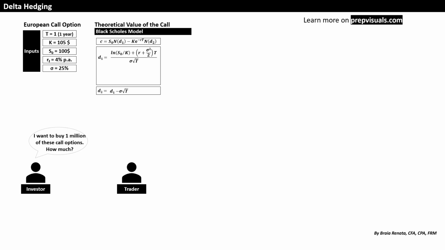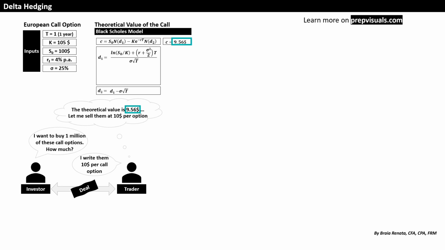And long story short, the theoretical value of this call option is $9.56. And based on that, the trader is like, okay, so the theoretical value of this call option is $9.56. So let me sell them at $10 per option. So the trader gets back to the investor and says, sure, I will write them for $10 per call option. And after this, the two strike a deal. And of course, the trader is very pleased by having made a gain of $0.44 million.